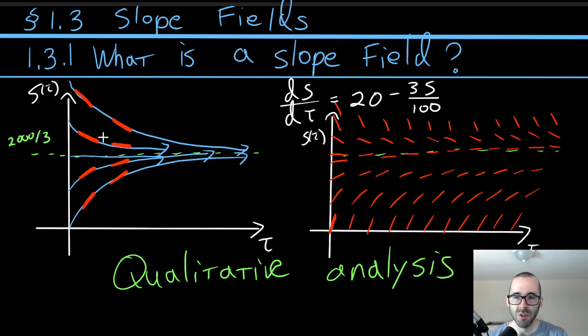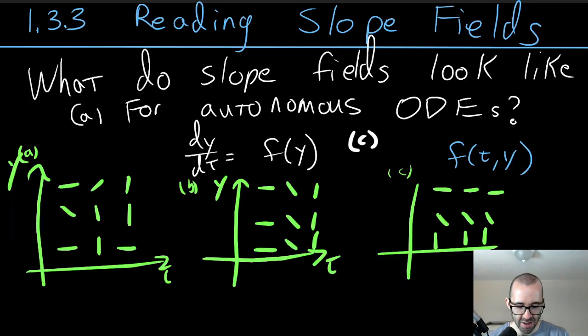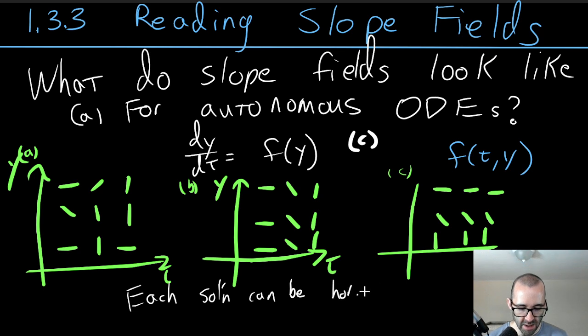you get another solution. Here's another type of solution down here. Move this solution to the right and you get that solution. So you can get infinitely many solutions by just doing a horizontal translation of another solution. Okay? So for autonomous, each solution can be horizontally translated to another solution. We'll use that later.